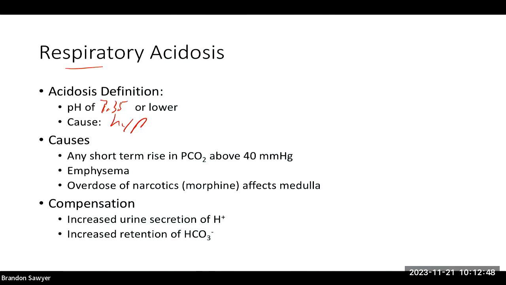Hypoventilation, right? We're not getting rid of enough CO2. So that pushes that bicarbonate reaction that we're just looking at back the other direction, and we end up making hydrogen because that's what's on the far other side of that reaction. Any short-term rise in the partial pressure of CO2 above 40 millimeters of mercury can cause this. Emphysema is part of this.